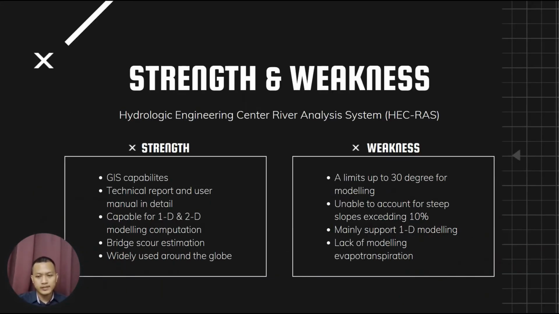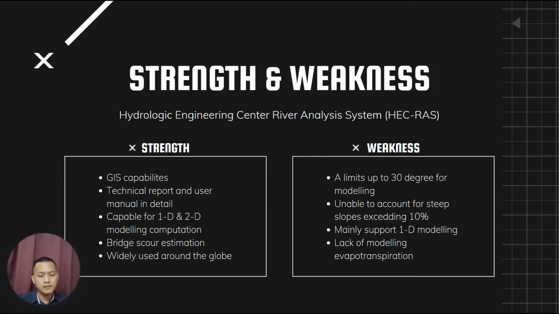Next is strengths and weaknesses. Its strength is that it is capable of one-dimensional and two-dimensional modeling computation, and it also has an analysis of bridge scour estimation. Its limitation or weakness is that it has a limit of up to 30 degrees for modeling and is unable to account for steep slopes exceeding 10%. And it also mainly supports one-dimensional modeling.